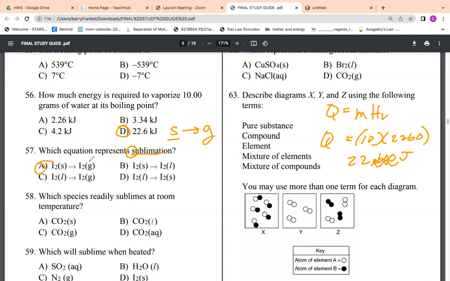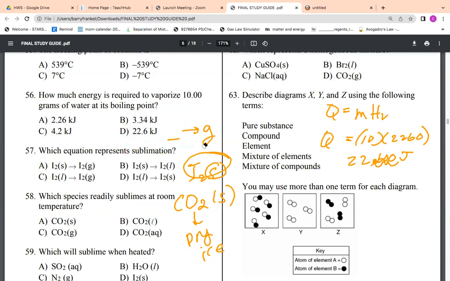Solid iodine subliming into gaseous iodine, okay? This is also an example of one of the things that sublimes. Solid iodine sublimes at room temperature. Solid carbon dioxide also sublimes. This is dry ice. Okay, usually if they're going to ask you a question about sublimation, they'll probably give you one of these two examples. And look at that. I literally just gave you the answer. So which species readily sublimes at room temperature? Solid carbon dioxide. Another answer that they usually give, again, is solid iodine.